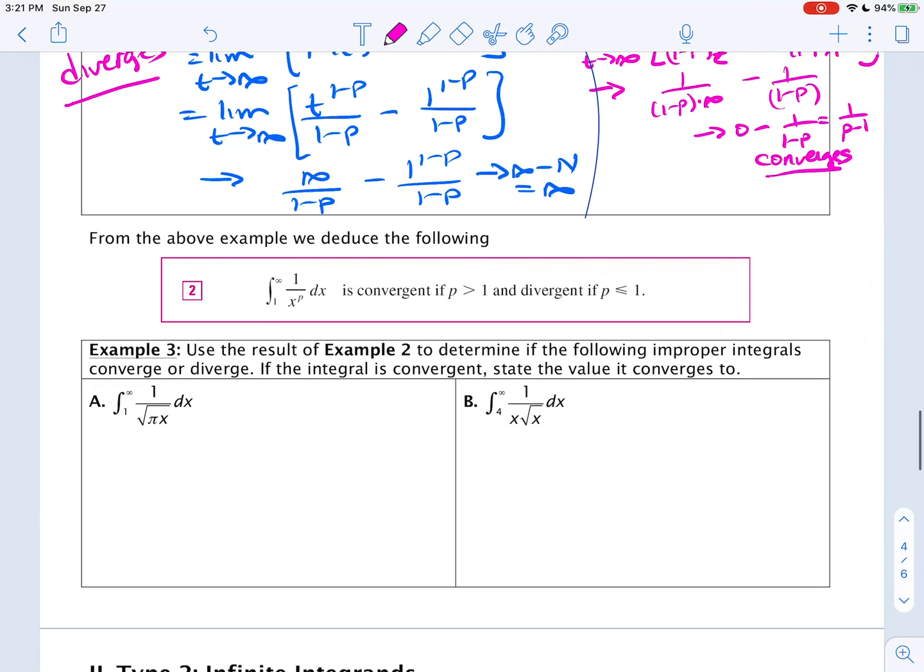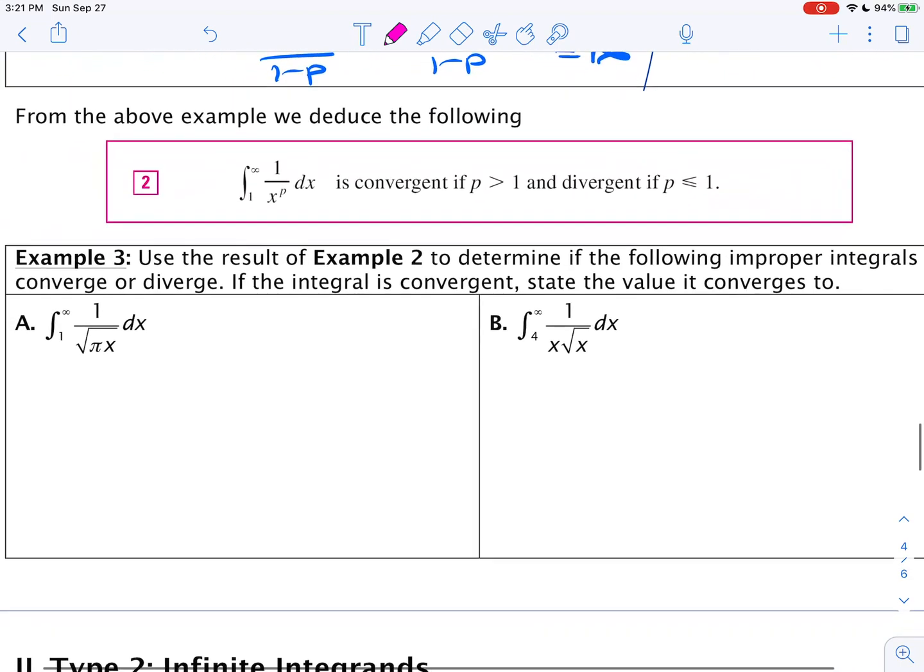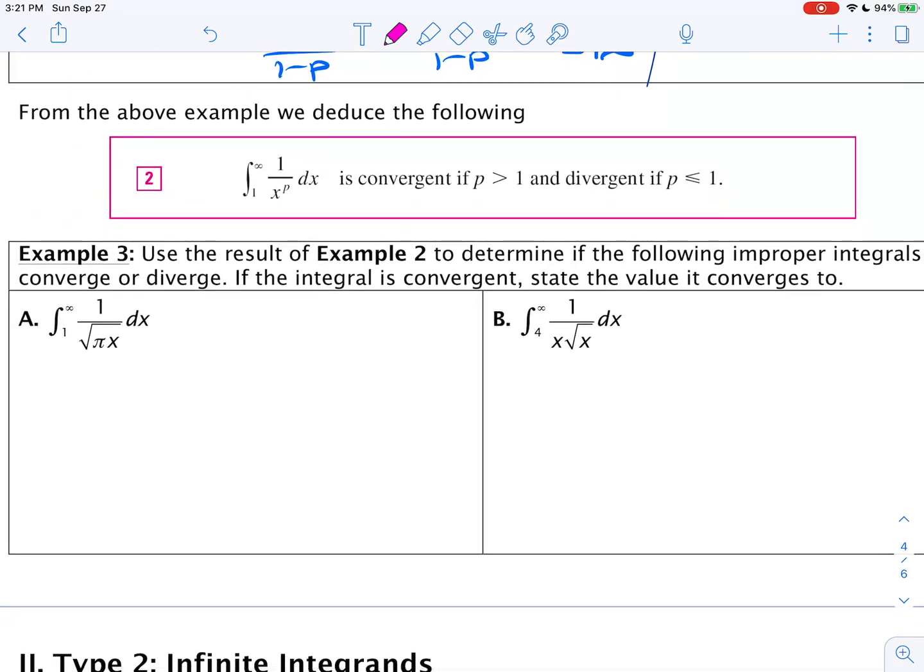So in a nutshell, or to summarize, the integral from 1 to infinity of 1 over x to the p dx is going to be convergent if p is strictly bigger than 1. So if that exponent in the denominator is strictly bigger than 1, it will be convergent for that improper integral, and it will be divergent if p is less than or equal to 1.